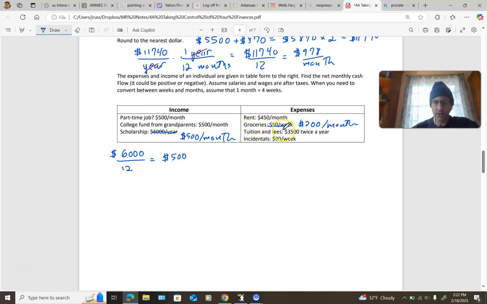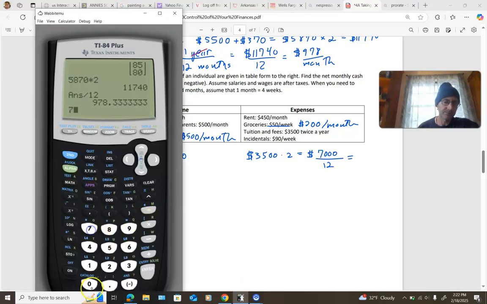And then it says tuition and fees, $3,500 twice a year. So this is like that similar problem. We first need to double the $3,500. This will give us that expense on an annual basis, and then we'll need to divide it by 12. So 7,000.